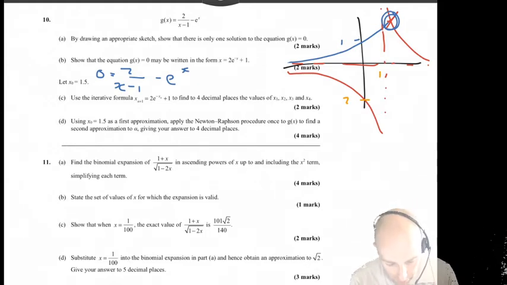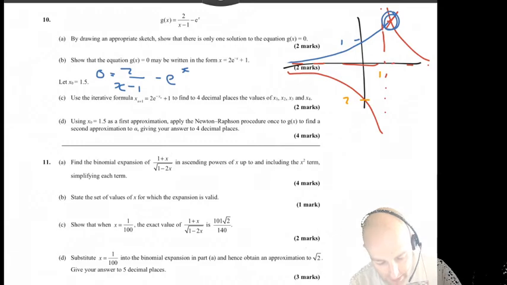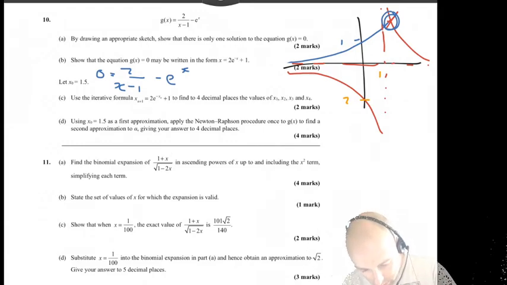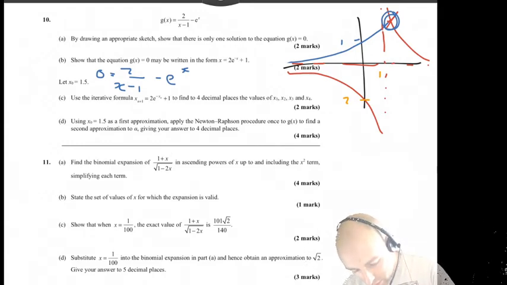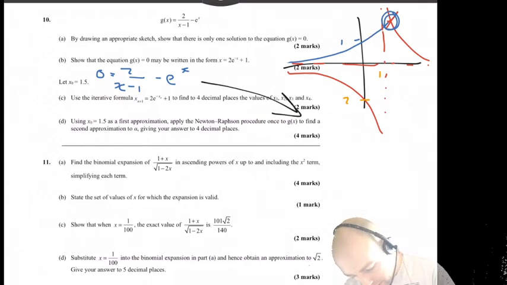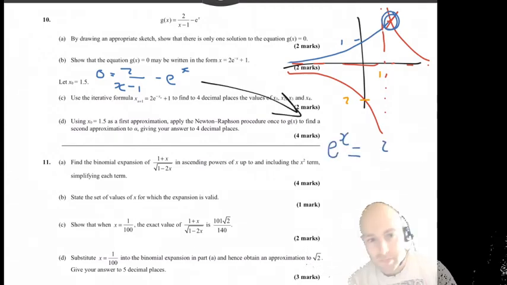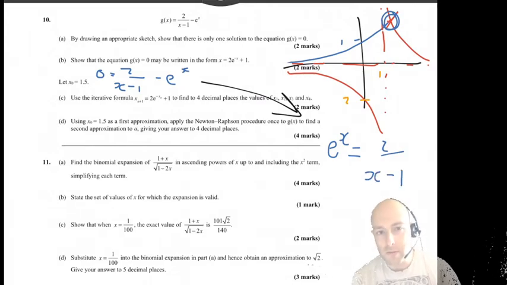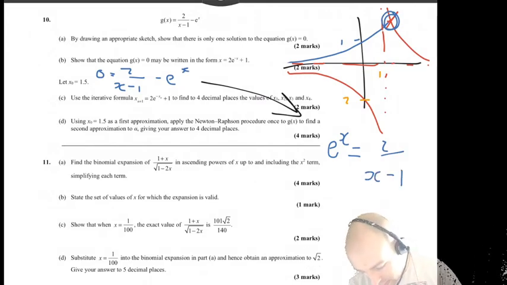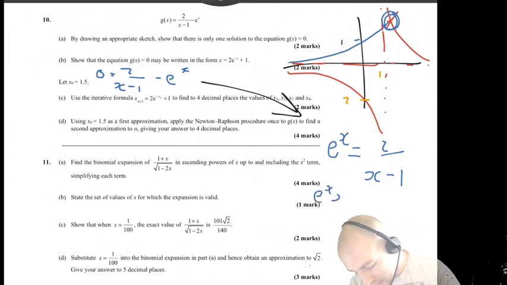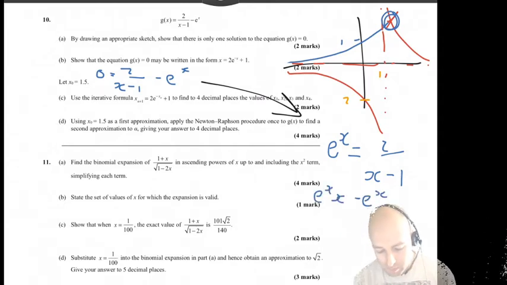Right, I think then we want to times both. I'll get e to the x on one side. So if I do this over here, we'll say e to the x equals 2 over x take 1. If we multiply both sides by x take 1, we can get e to the x times x minus e to the x equals 2.